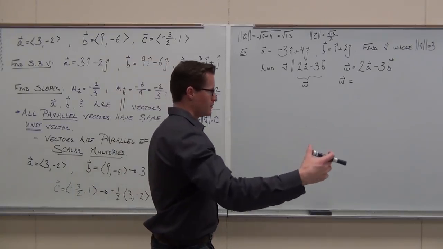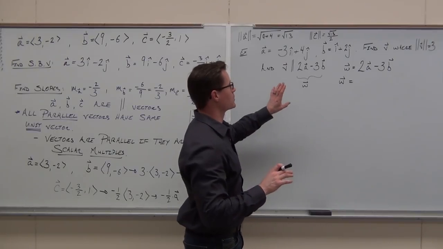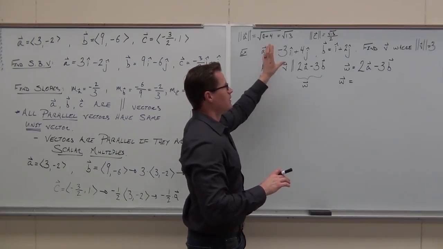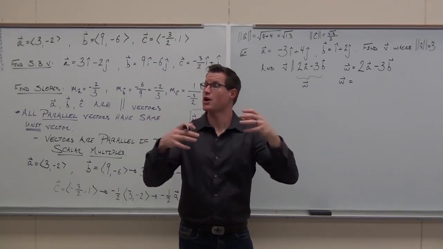If you're familiar with how to multiply scalars and then add and subtract vectors, what's going on is we're multiplying all of our components independently, okay? So do your x components first, your i components.